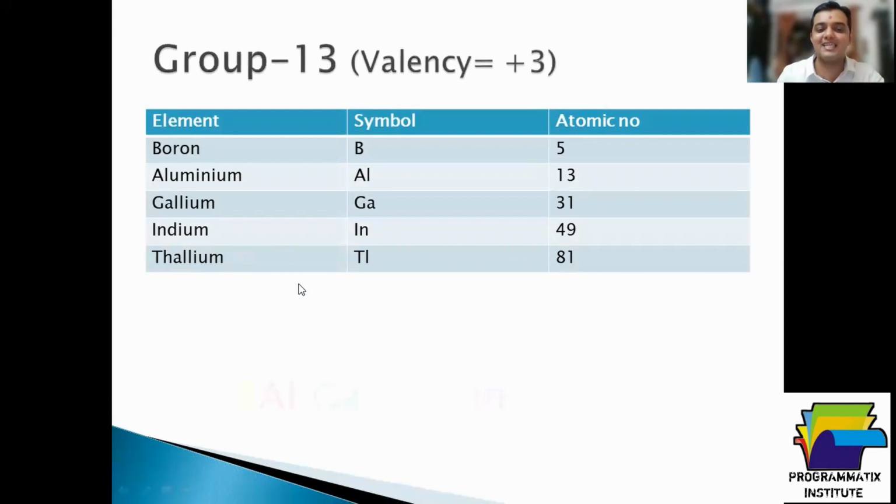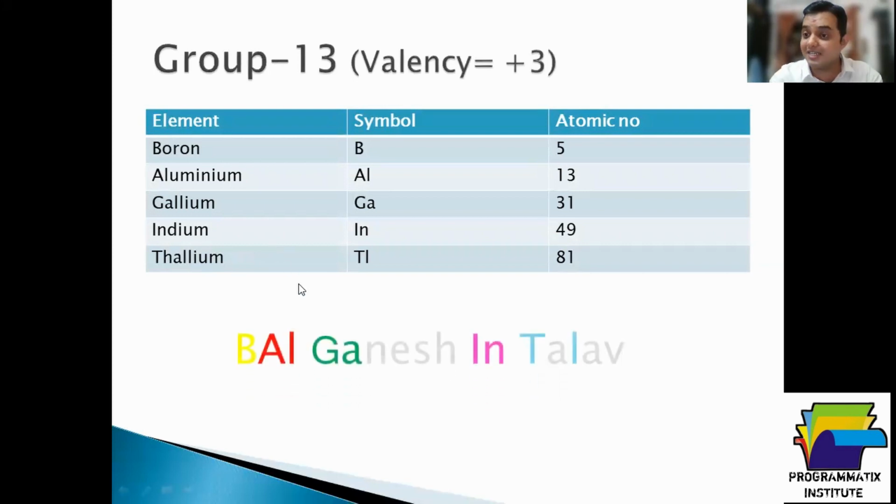And the shortcut is Bal Ganeshan Talav. Yes, Bal Ganeshan Talav. Here, the B of Bal goes with boron, Al is aluminium, the Ga of Ganesh goes with gallium, and N, that is indium, and the Tl of Talav is thallium. I hope you are liking it.